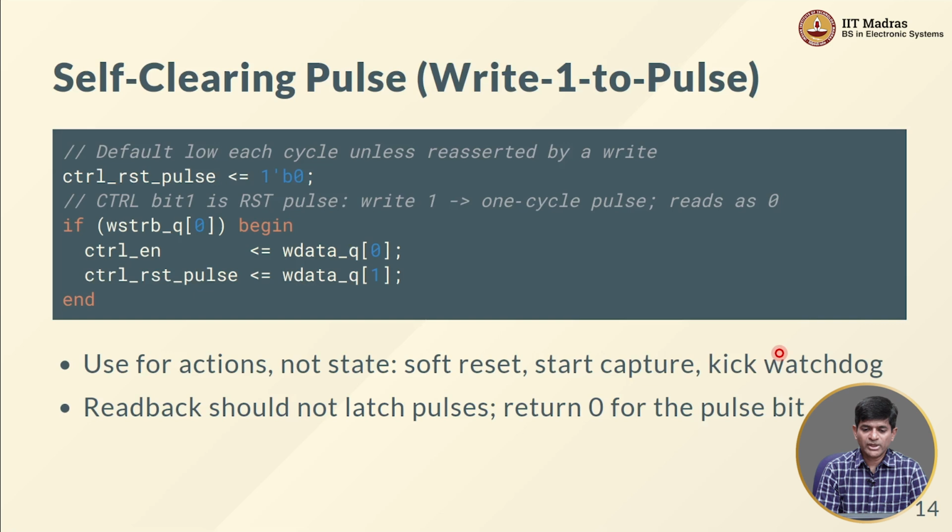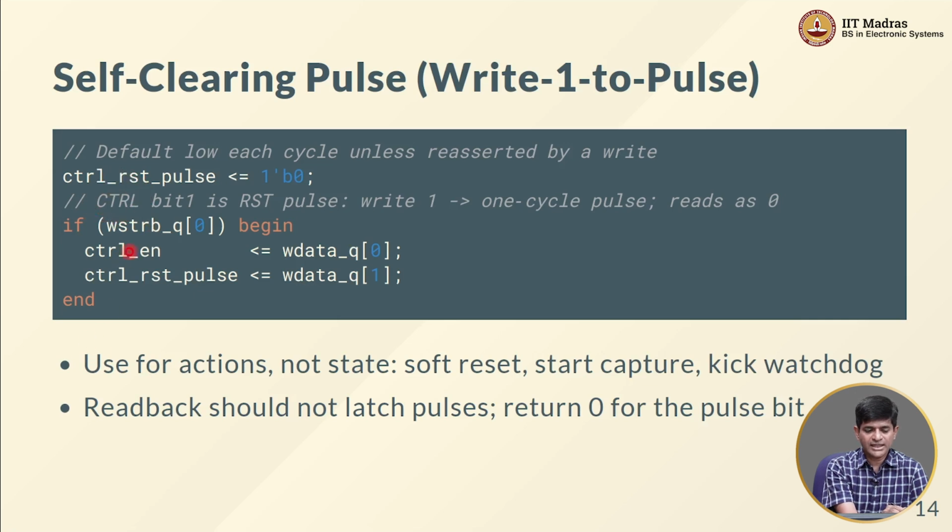As I said, we will also be using something called a self-clearing pulse, right. And the way that a self-clearing pulse gets implemented in hardware is, the Verilog code would look something like this. You essentially set the control pulse by default equal to 0 inside some always block, and then you have a condition which checks if this WSTRB queue is equal to 0, that is to say you are trying to write into one particular location, and it also needs to check the address and say that the address corresponds to the control register which is 0 0.